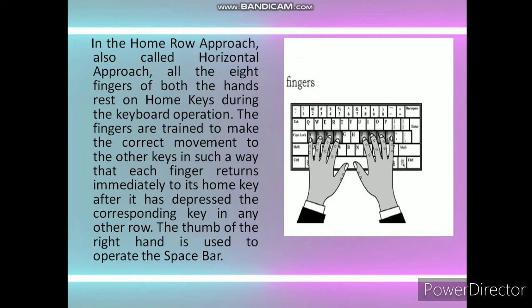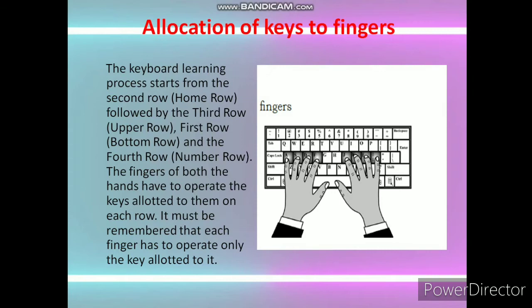About the home keys you have learnt in my previous video. Now we will see the allocation of keys to fingers. The keyboard learning process starts from the second row, which is also known as home row, followed by the third row, means upper row, first row, means bottom row, and the fourth row, means number row. The fingers of both the hands have to operate the keys allotted to them on each row. It must be remembered that each finger has to operate only the key allotted to it.